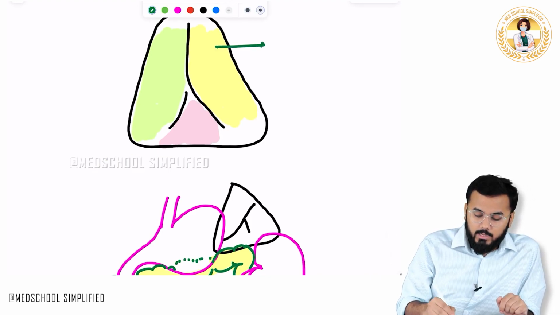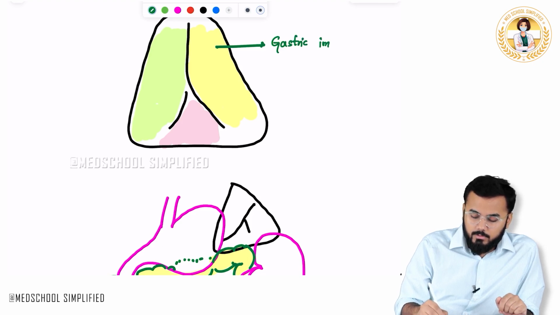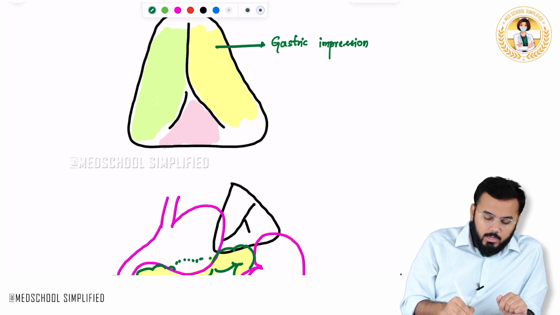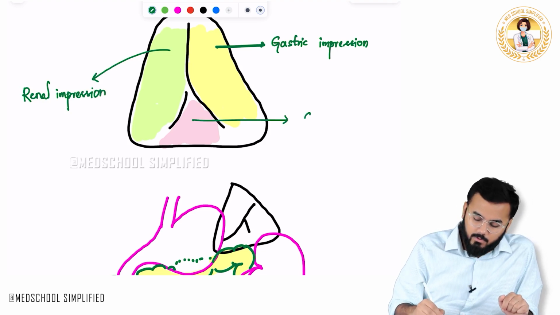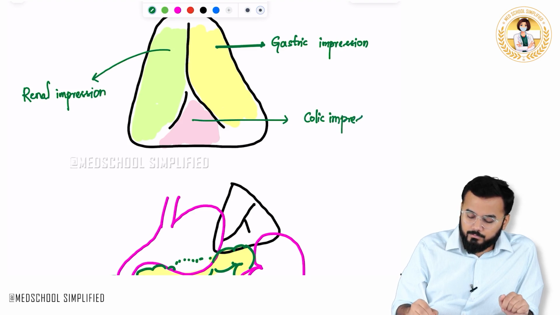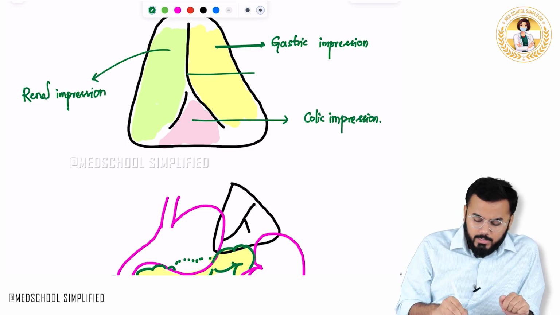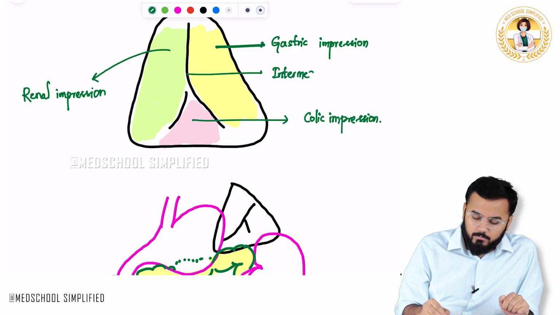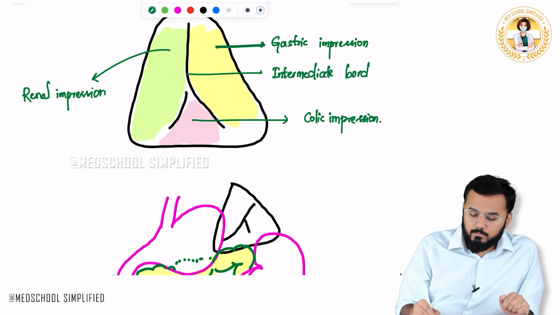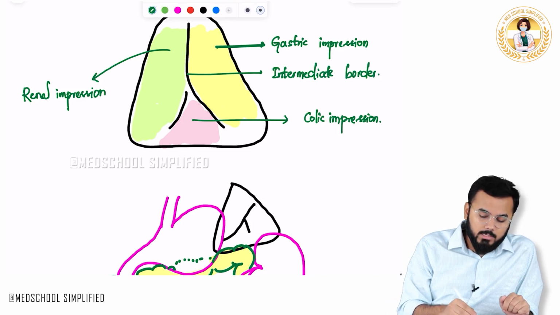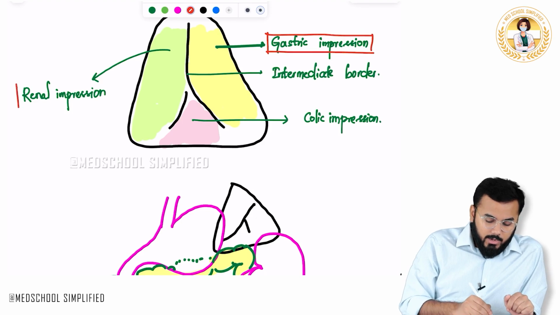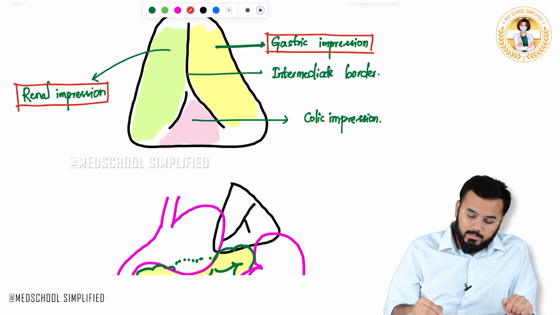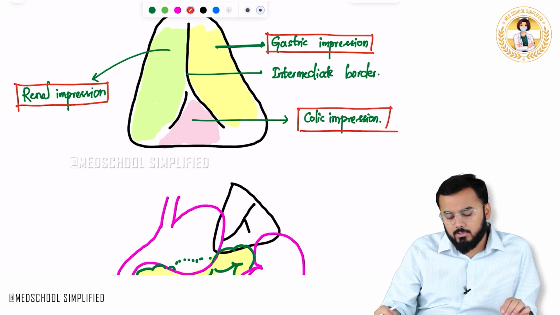So this impression over here is called the gastric impression. And this impression over here is called the renal impression. And this impression over here is the colic impression. And obviously not to forget, this center one is called the intermediate border. So these are the different kinds of impressions which we have got. Once again, this is called the gastric impression, the second impression is the renal impression, the third is the colic impression, and the center one is called the intermediate border.